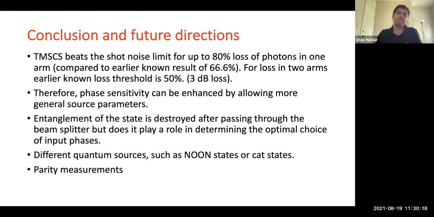So instead of the photon number difference, you could also do parity measurements, and that could take you closer to the Heisenberg limit and improve this critical threshold even more. Yeah. So thank you.